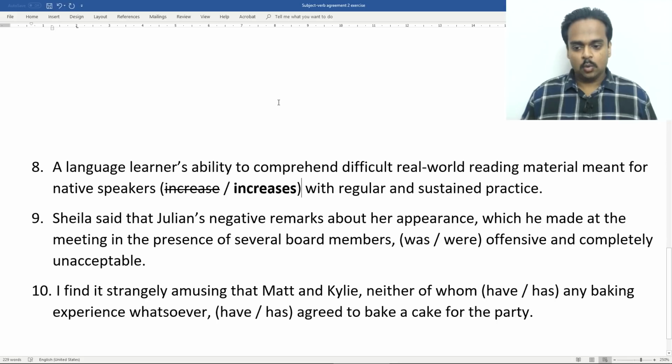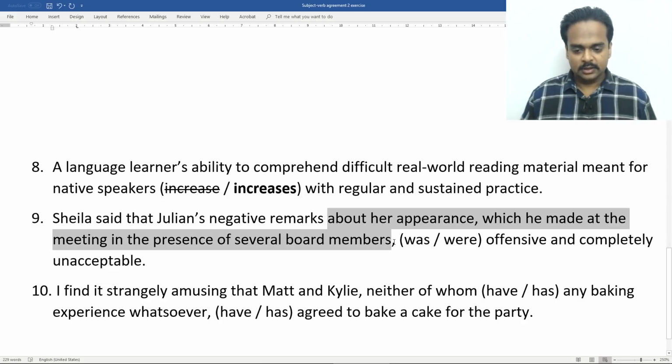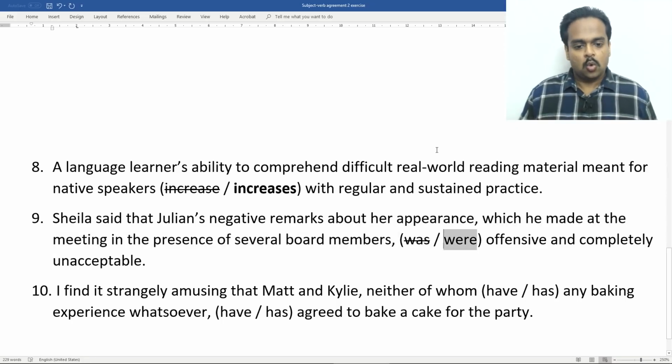Okay, in number 9, we have the longest sentence in the quiz. Sheila said that Julian's negative remarks about her appearance. About is a preposition, so about her appearance is a prepositional phrase. And then we see the word which. That means it's a relative clause, which he made at the meeting in the presence of several board members. So we've seen a prepositional phrase with about her appearance and then a long relative clause. All of this is about the noun remarks. Remarks is a plural noun, so were offensive and completely unacceptable.